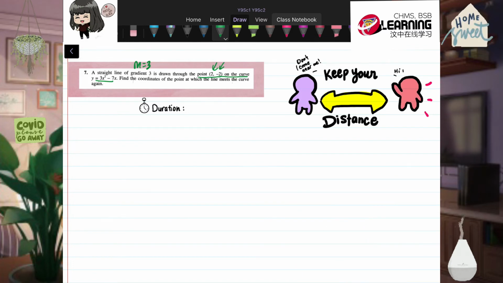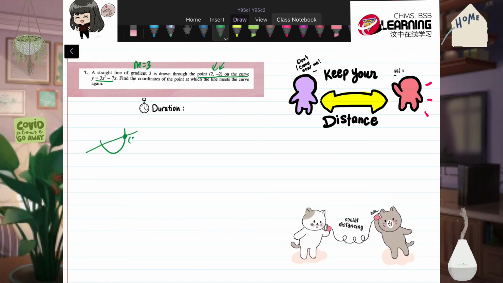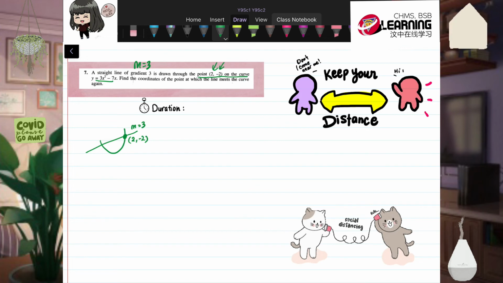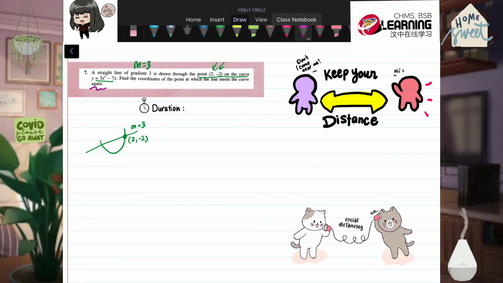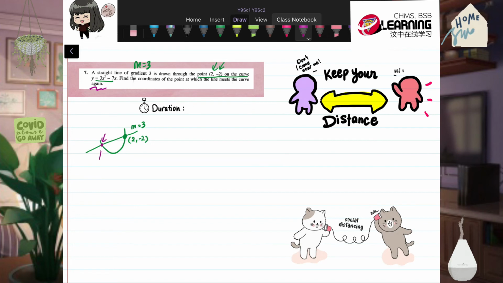Just as an example, if you have a curve here, and then you have a straight line with gradient 3 passing through the same point. Find the coordinates of the point at which the line meets the curve again. Again means that this point of intersection is 2, because it will meet again one more time. Means that you're going to find this POI, another POI.